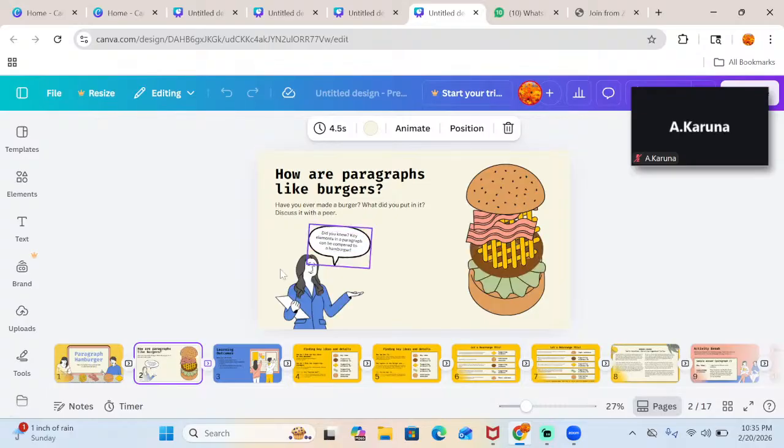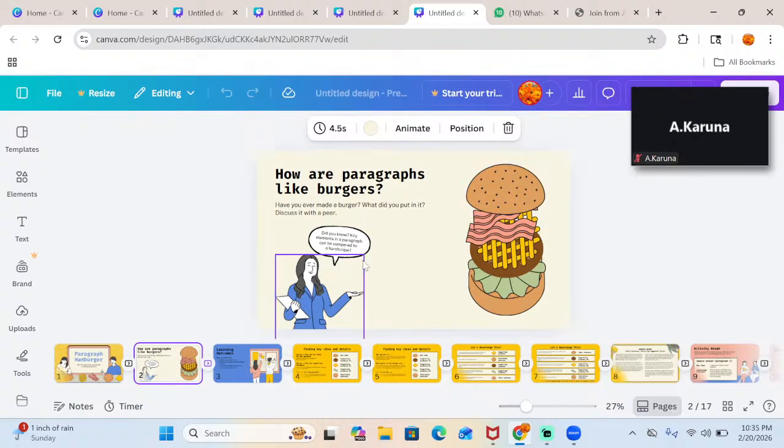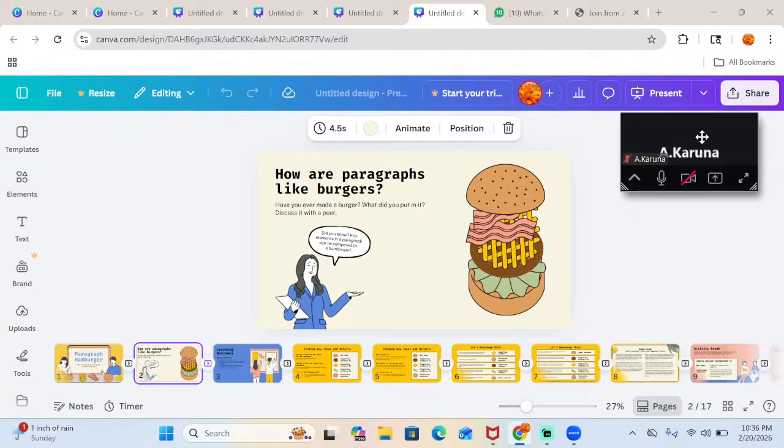So, have you ever made a burger? What do you put in it? Usually a burger, we all know, is a patty on top, some meat in the middle, any sauce that you like, or cheese, your patty, your lettuce, and then your bottom bun. So in a burger, there's so many different layers, right? So, did you know key elements in a paragraph can be compared to a hamburger?